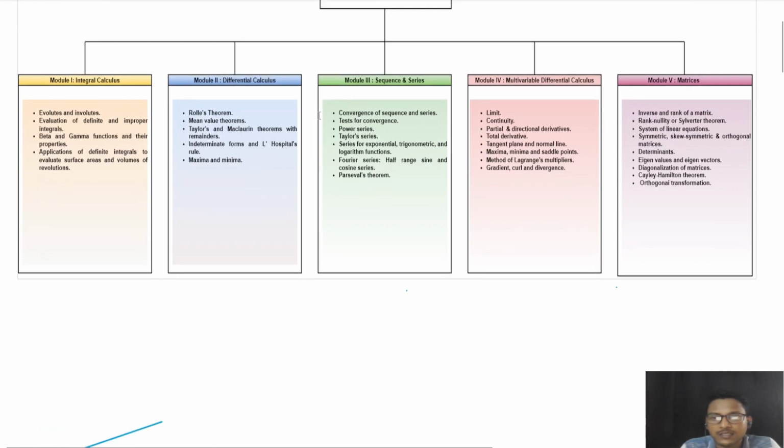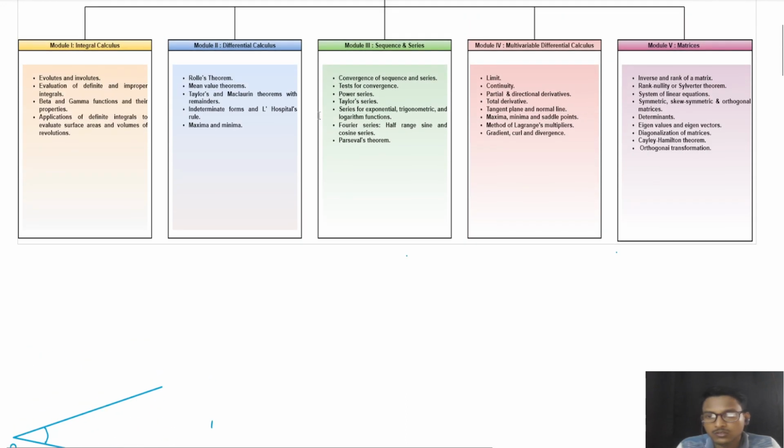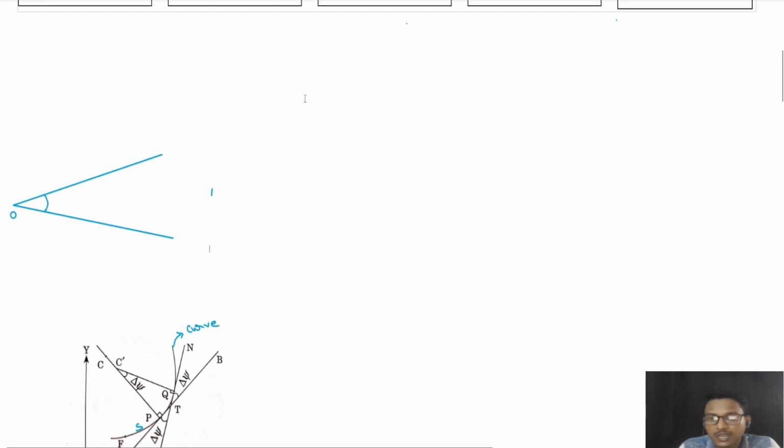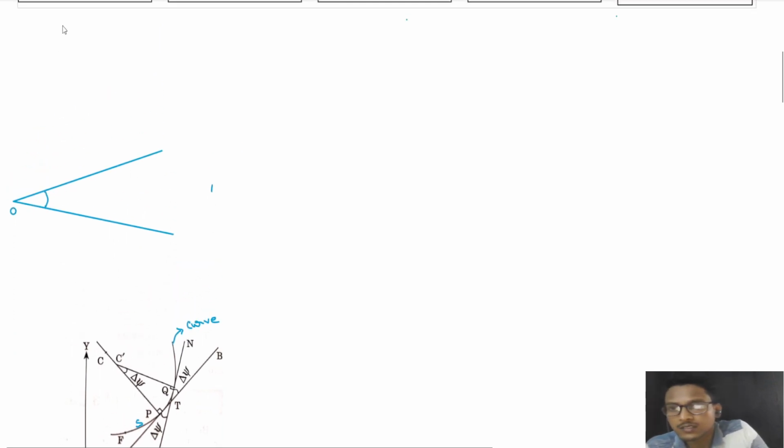So in today's lecture we will start our first topic, that is evolutes and involutes of the first module, that is module 1. Before going into the concept of what evolute and involute is, we need the concept of what is curvature of a curve. So let us start with that. So what is curvature?